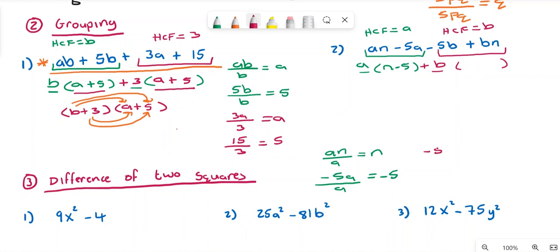So minus 5b divided by b, these will cancel out, it'll just be minus 5. And then if we take bn and we divide this by b, these will cancel out and we'll just be left with n. So again, we put these inside here, so minus 5 and then plus n. Okay, so it looks something like that.